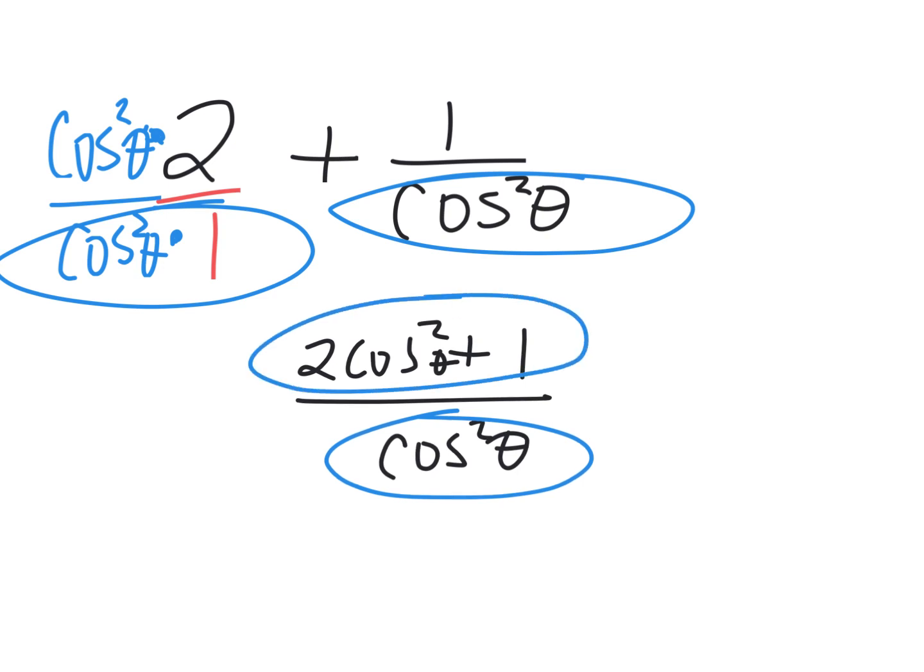All right. Now, 1 minus 1 over tangent squared. Get them to have a common denominator. You're gonna need this stuff.